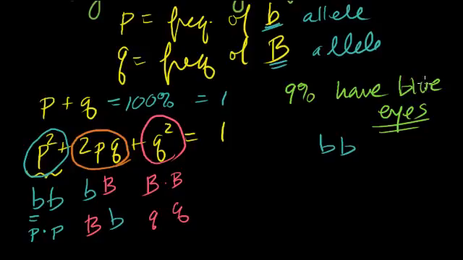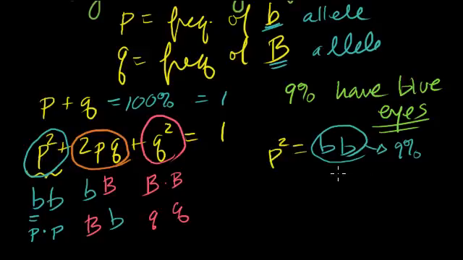I started with this phenotype, blue eyes, but I know since blue is a recessive trait that they must have 2 copies of the recessive allele. So the frequency of having 2 lowercase b's is 9%. Well, I just showed you that that's also equal to P squared. P squared is equal to 9%. And how do you think about that? Well, P is the probability of getting a blue allele. It's the frequency of the blue allele in the population. In order to get 2 of them, you have to multiply P by itself twice.